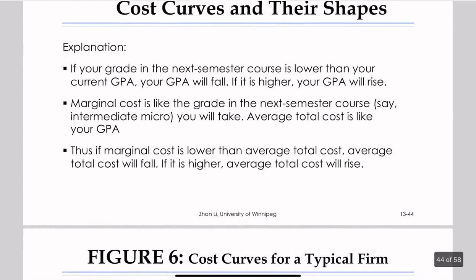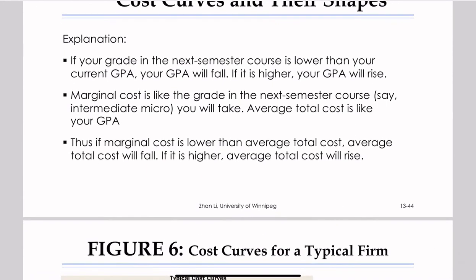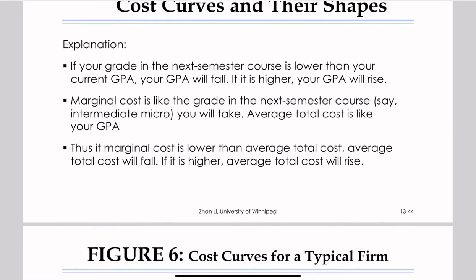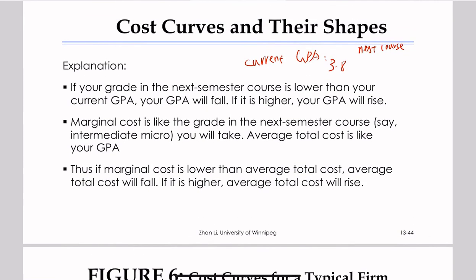Now, why do you get this result? So we could get a very nice analogy from the textbook. It's about your next semester course and your GPA. So let's say your current GPA is 3.8, right? Now, let's think about your next semester course, or your next course.